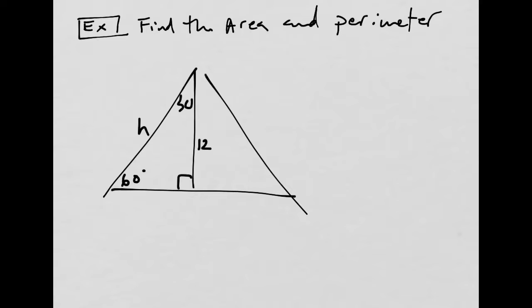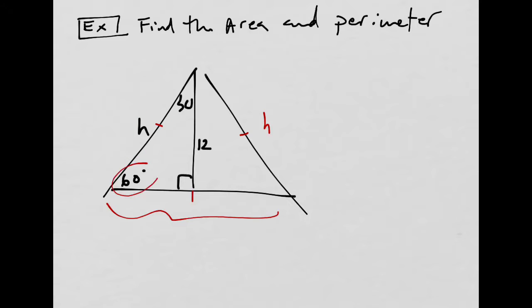Also, I'm told that this is an equilateral triangle. So all 3 of those sides are congruent. So this is also H, and this thing is also H. I'm told that it's an equilateral triangle, so find the area and perimeter. I don't know what the base is. The base is H. But I need to figure out what this is.